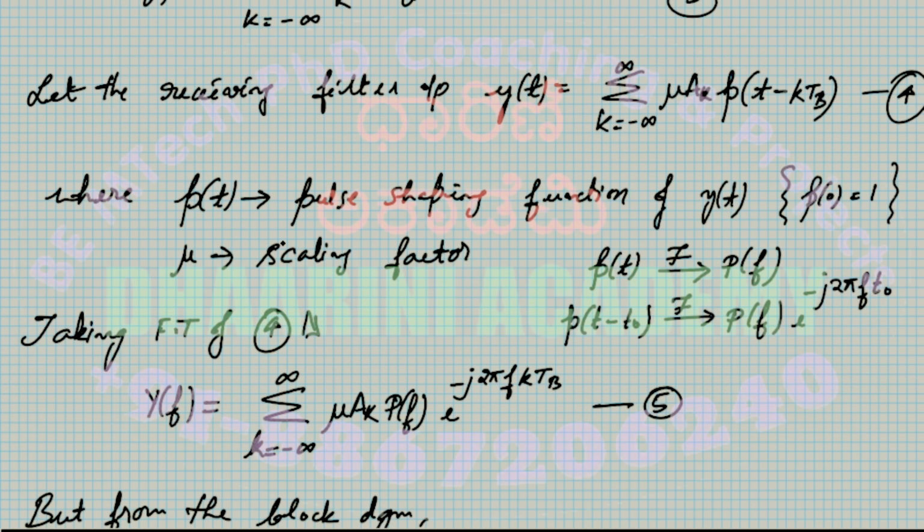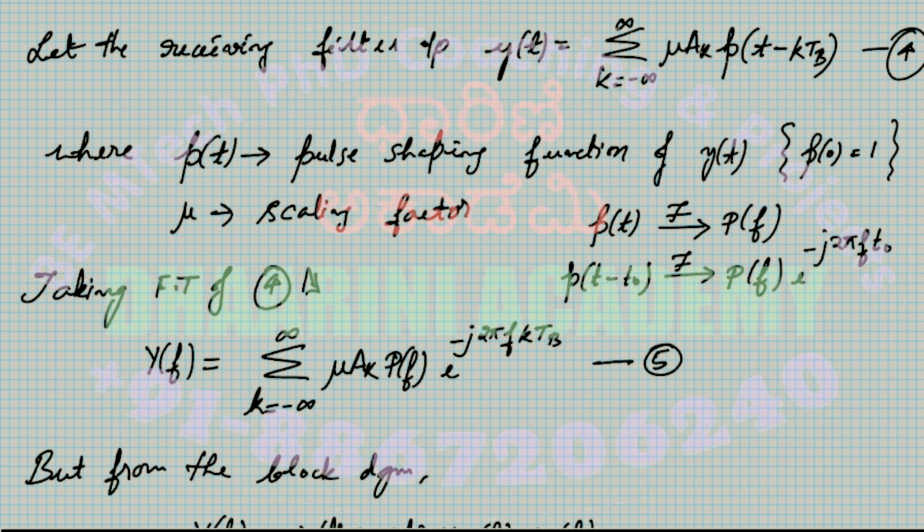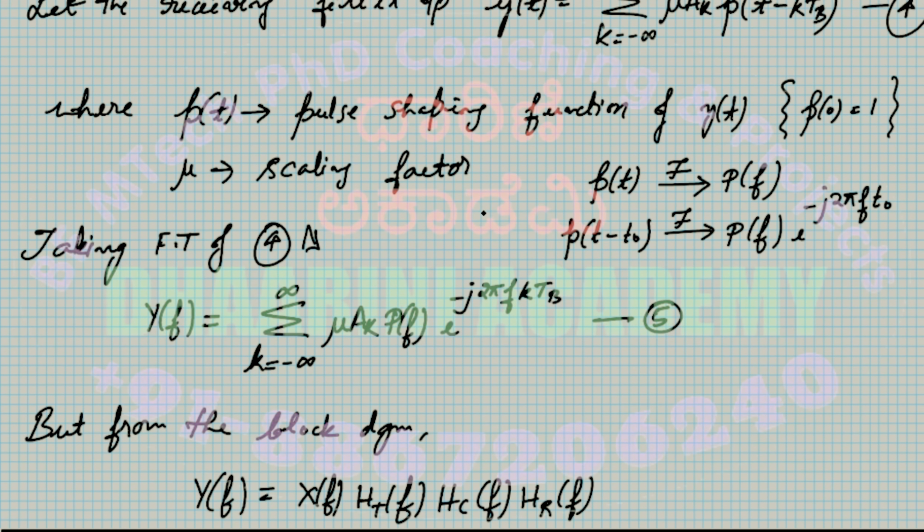Now you see the explanation goes here. p of t is the pulse shaping function of y of t, that is the received signal. Again, we assume p of 0 is 1, and let us say there is a scaling factor denoted by mu. Here also we are going to use the shifting property. p of t has a Fourier representation P of f. p of t minus t naught will have P of f multiplied by the exponential e to the power minus j 2 pi f t naught. That's the property which we are using. So using that, I can take the Fourier transform of equation number 4.